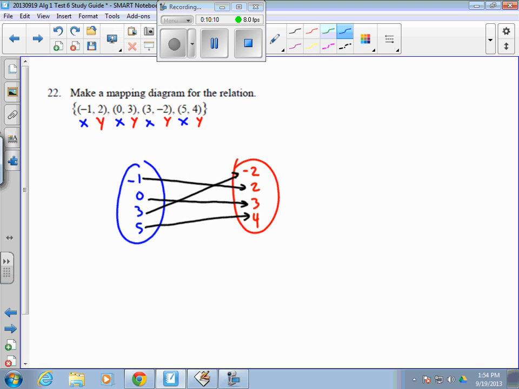You need to make a mapping diagram of the relation. Your first set of all your x values are your domain or your inputs. This is your input or your domain. And all of your y values are your output or your range. List them in ascending order, meaning you want them to count in numerical order, and make sure the arrows that combine them, like negative 1 and 2, connect each other.